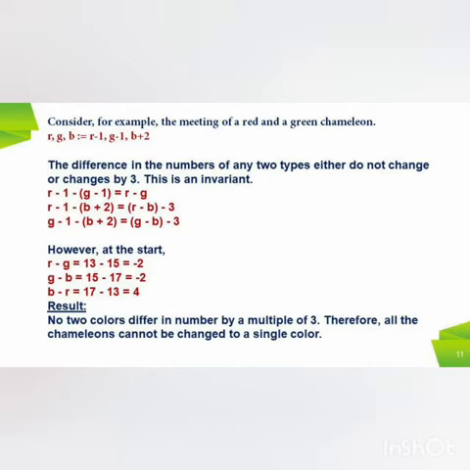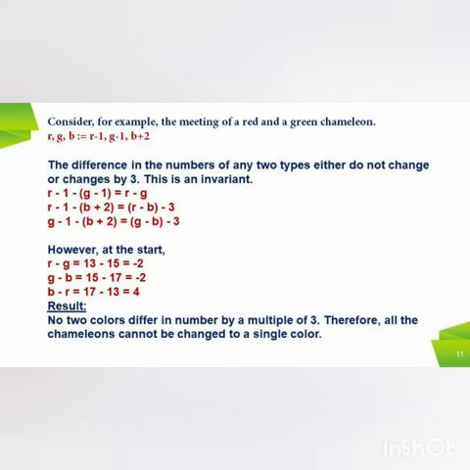Then let's take the green and blue combination. G minus 1 minus of B plus 2. When we remove the bracket, we will get G minus 1 minus B minus 2. Here also the same: when we add minus 1 and minus 2, we will get minus 3. So the result is G minus B minus 3. So this is true for all three cases. If any two types differ in number, it should be a multiple of 3. Now let's see whether it is possible or not.